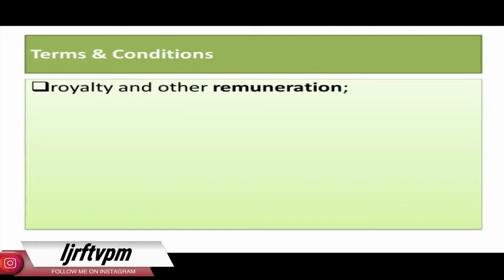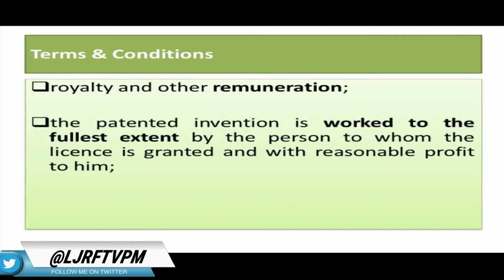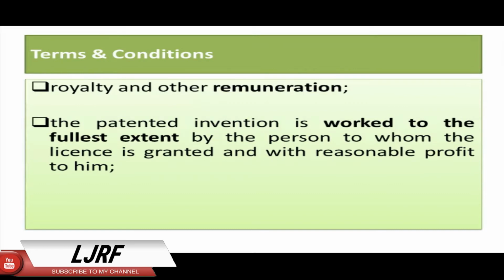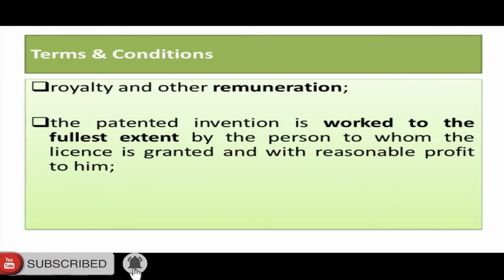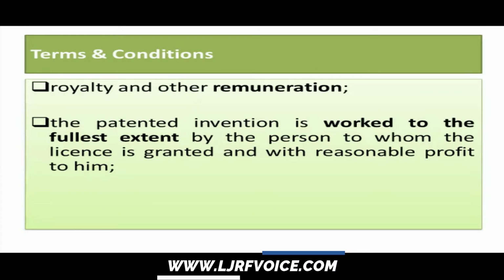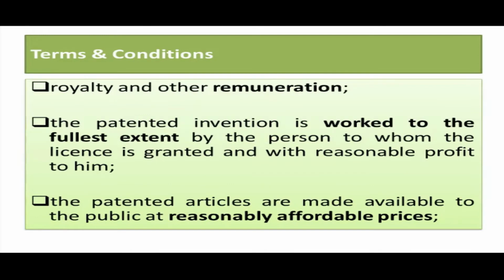And the patented invention is worked to the fullest extent by the person to whom the license is granted, and with reasonable profit. So the second condition is that it should be worked to the fullest extent of his capacity, and it should meet the reasonable requirement of the public. Also, there should be the possibility for him to make a reasonable profit, because it is a commercial activity and the person is not there for charity. So there should be provision for reasonable profit. The patented articles are made available to the public at a reasonably affordable price, which we have already seen.